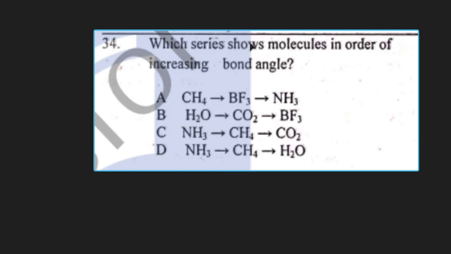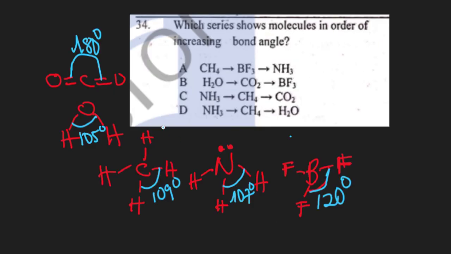Question 34. Which series shows molecules in order of increase in bond angle? So let's try by drawing down the bond angles of the different molecules. So from these different structures, the correct arrangement in order of increasing bond angle will be from ammonia to methane and carbon dioxide, which goes from 107, 109 to 180, which makes C to be our correct answer.